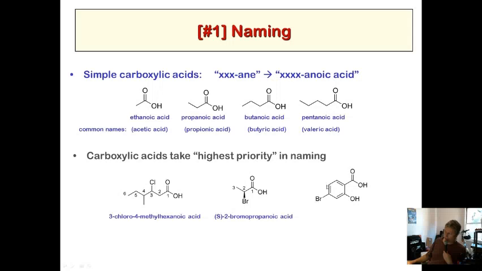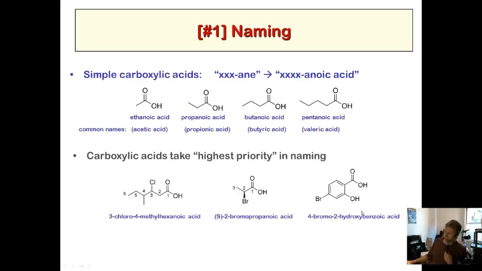This molecule, well, the parent is benzoic acid, which is the benzene and the carboxylic acid. This would be maybe 4-bromo, 2-hydroxy benzoic acid.